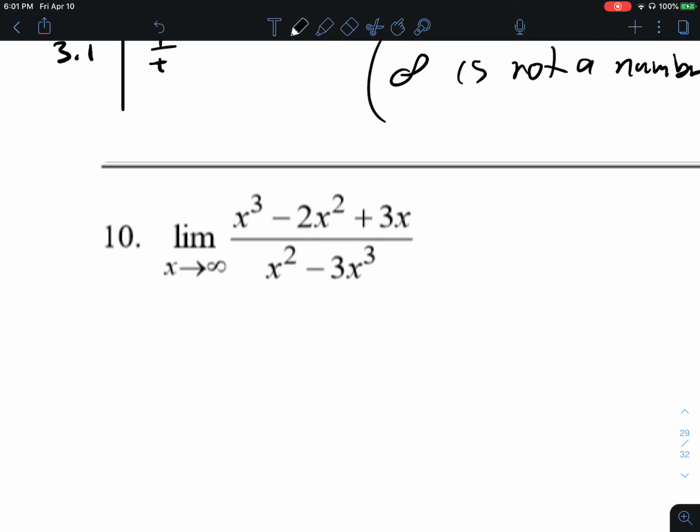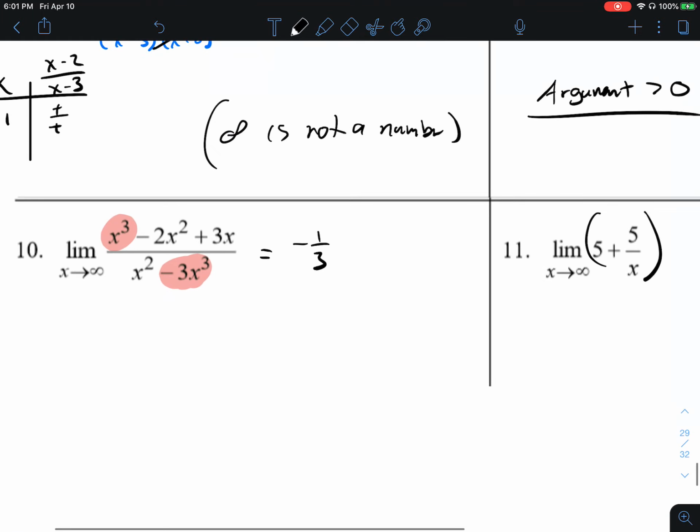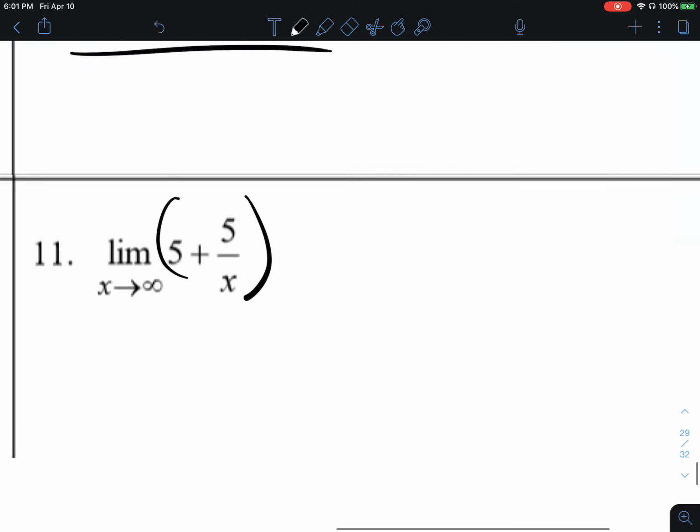Number 10, this is going to infinity. So this is x is going to infinity. So it's really asking about the end behavior. Just have a horizontal asymptote. And from pre-calc, we would say this is negative 1/3 because the top is growing at the same rate as the bottom. So then you divide the lead coefficients to find the horizontal asymptote. It's negative 1/3. You could go a more complicated process for that by dividing every term by x cubed and seeing what happens, but you're going to get negative 1/3.